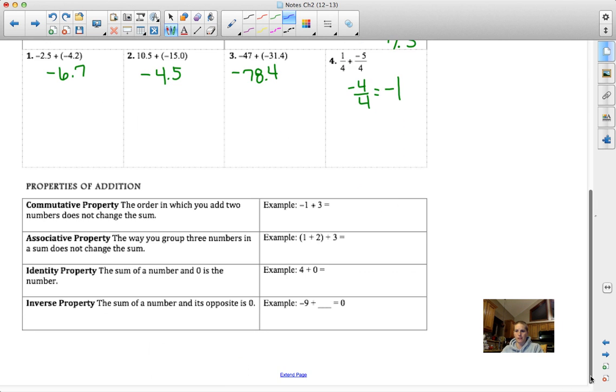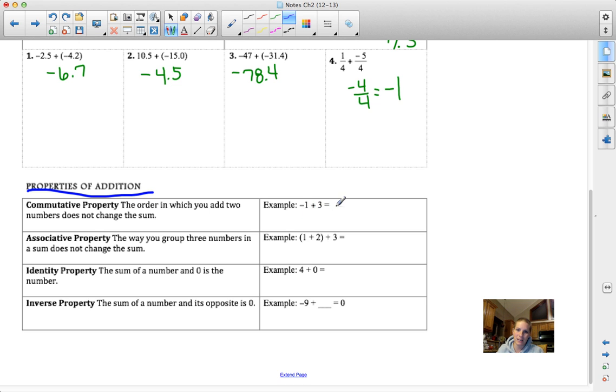What I really want to focus on in this video is the properties of addition, things that make adding a little bit easier. We have 4 rules we're going to focus on, and we're also going to apply them in our next video about multiplication. So the commutative property. The commutative property of addition tells you that the order in which you add two numbers does not change the sum. And that's best illustrated with this example.